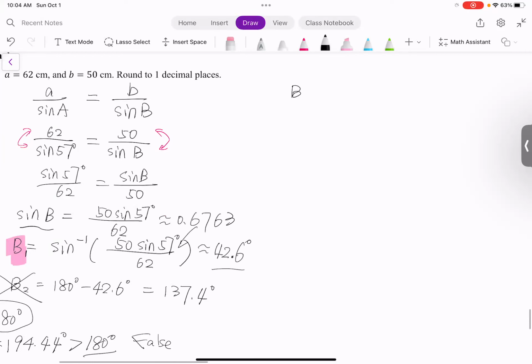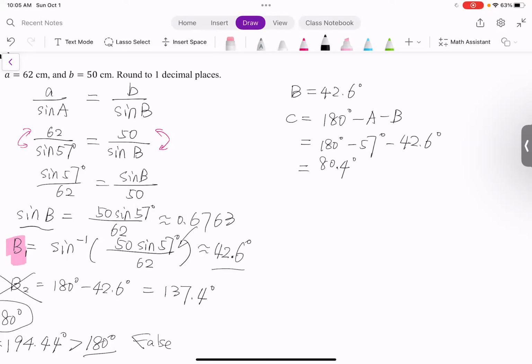So B equals 42.6. How to find the angle C? I know the angle A. I know the angle B. So use 180 minus A minus B. This is 180 minus 57 degrees minus 42.6 degrees. So the angle C is 80.4 degrees.